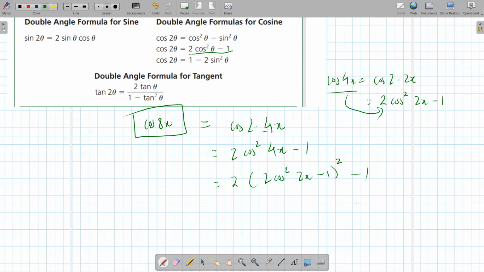Wait, why do you have to find cos of 4x? Because we're trying to expand it. We're trying to develop a formula for cosine of 8x in terms of cosine of x.